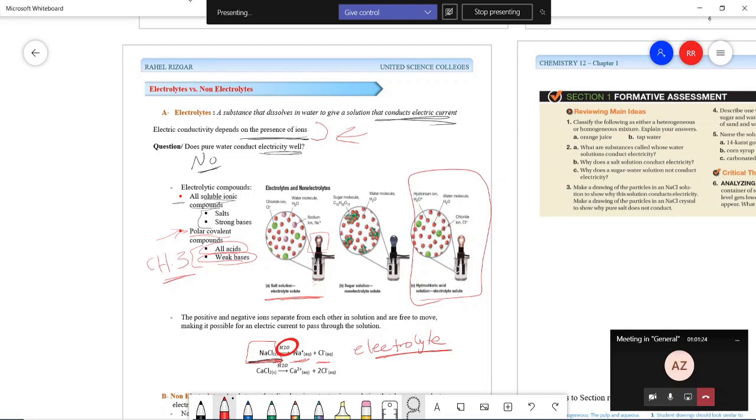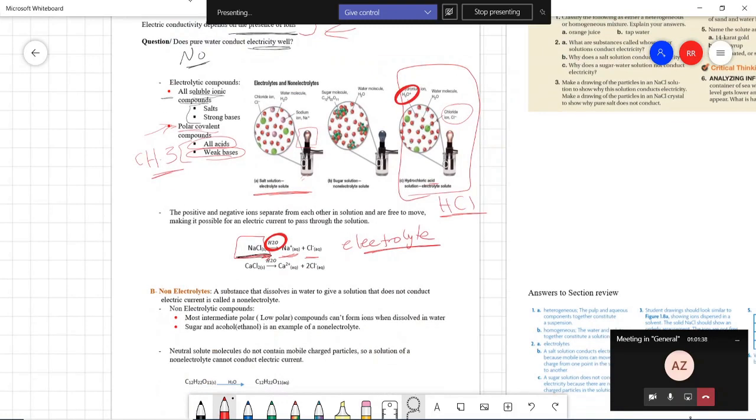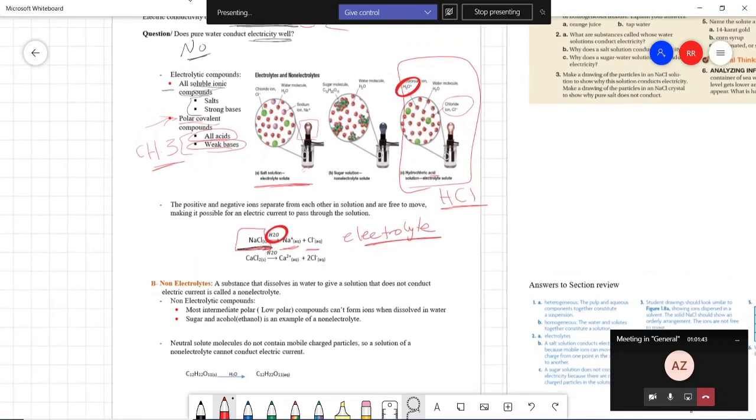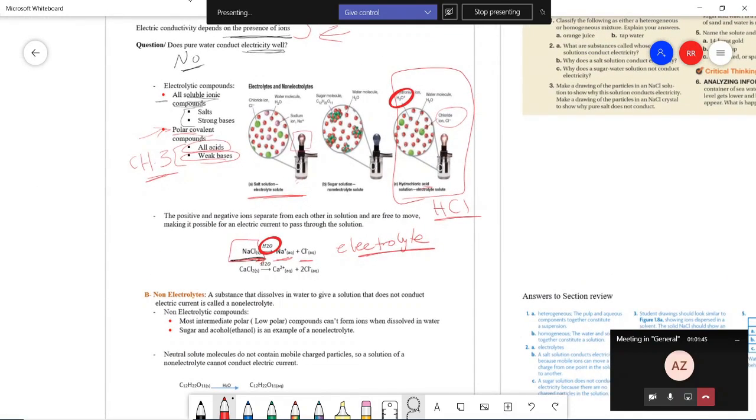Such as here, you can see this is hydrochloric acid, HCl. HCl, when dissolved in water, forms H and Cl ions. See? These ions make the solution conduct electricity. How does this work? Positive and negative ions separate from each other in solution and are free to move, making it possible for an electric current to pass through the solution.